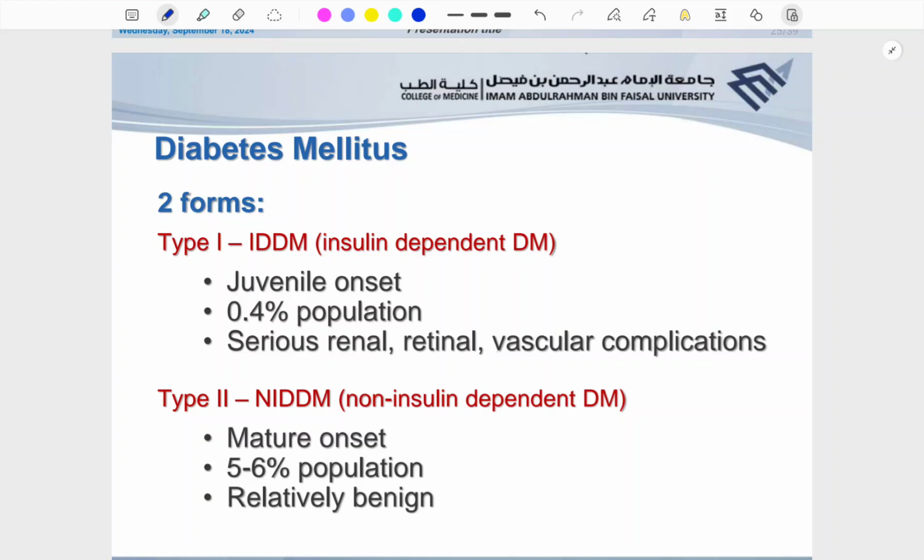Type 2, non-insulin dependent diabetes mellitus, which is known as maturity onset, hits people at the age of 50 and above. Maturity onset, 5 to 6% of the population. Look at that. It's huge. I think here it is about 20% now they're talking about. In Saudi Arabia, type 2 is about 20 to 25%. Relatively benign, provided you follow instructions. Otherwise, it is as serious as the first one. And a lot of people have really serious effects.